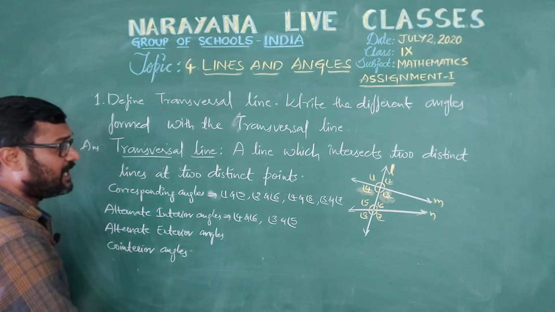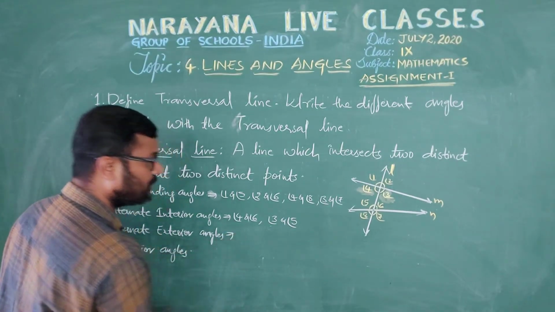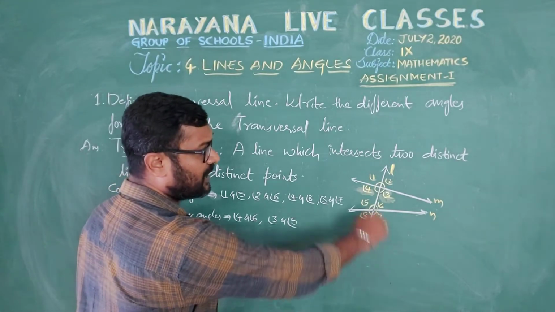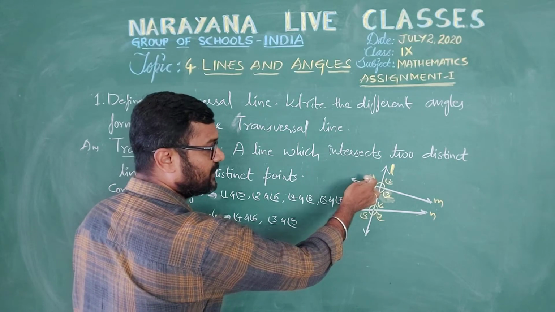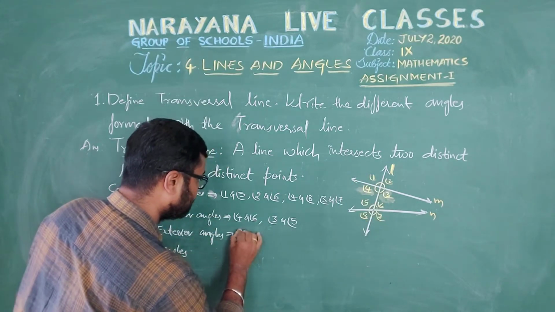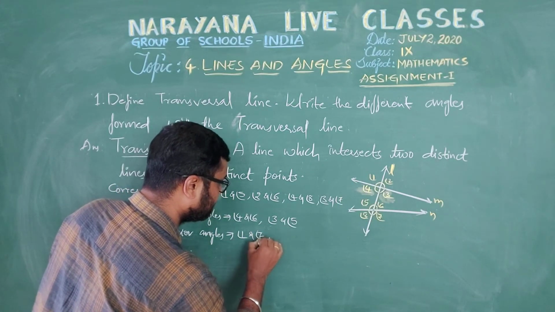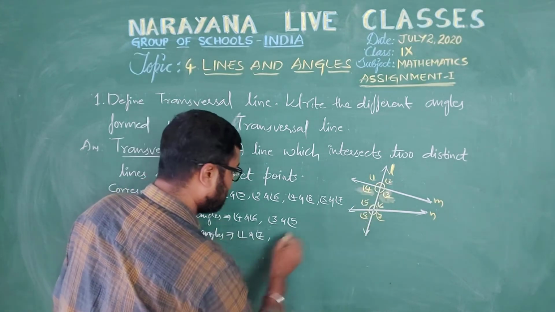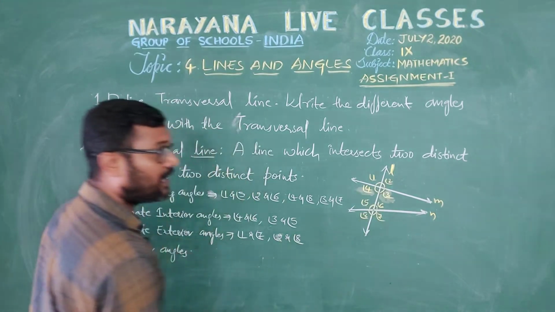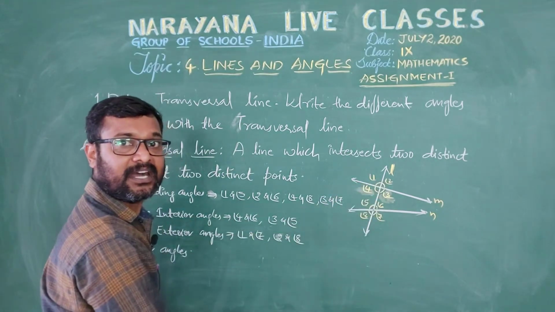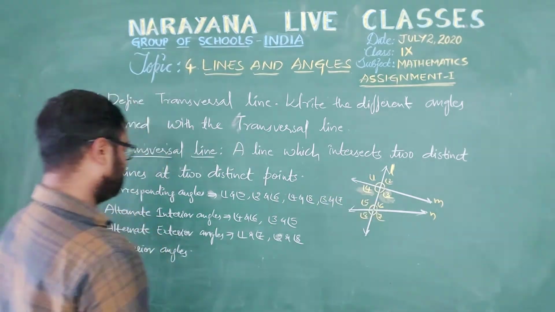In a similar way, alternate exterior angles are those angles which are exterior angles, meaning outside the distinct lines. Those are angle 1 and angle 7, and angle 2 and angle 8. These are alternate exterior angles.